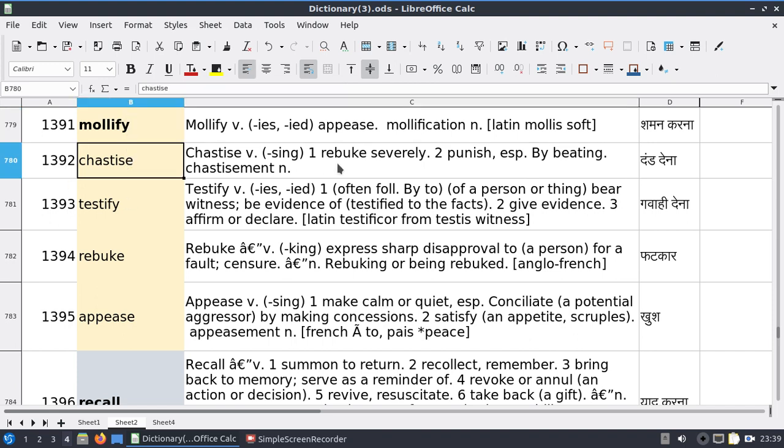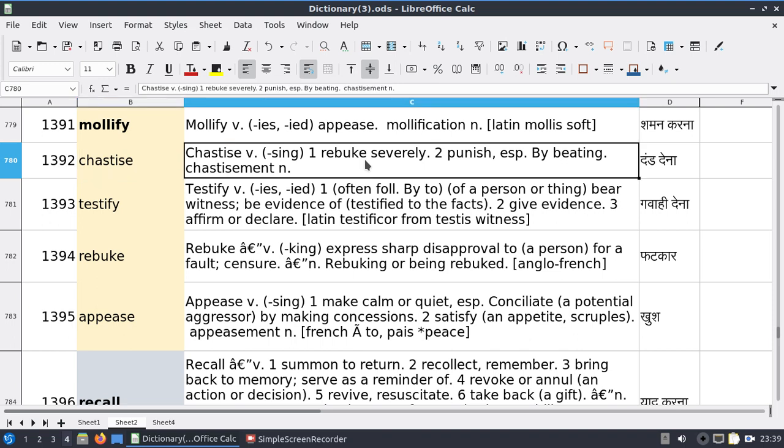Chastise is the opposite. Chastise is definitely not mollify. Chastise is rebuke severely, right? You abuse someone or you scold someone. That is chastise. He chastised the team for their lack of commitment. Right. That means insulting. It's kind of insult. It's kind of scolding. Chastise is close to scolding. Parents are not allowed to chastise their children nowadays, unlike in the previous generations. That means parents nowadays are not allowed to scold their children.